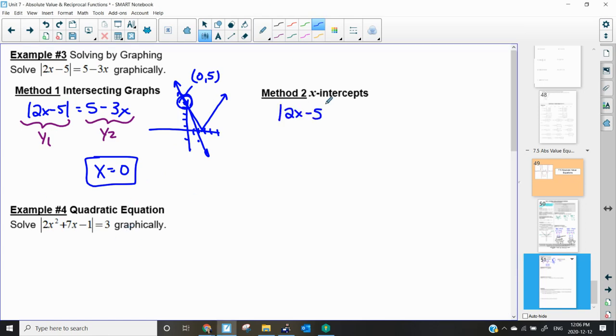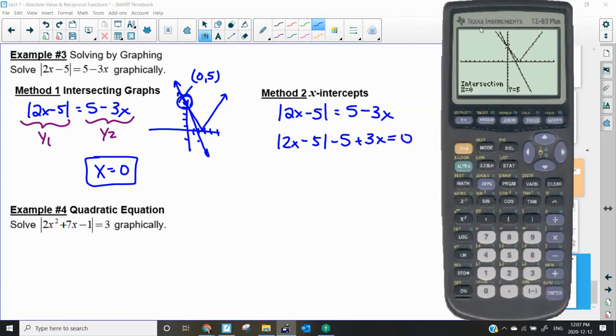Now for the second method, absolute value of 2x minus 5 is equal to 5 minus 3x. We're going to manipulate this equation and move everything to one side. So what that will give us is absolute value of 2x minus 5 minus 5 plus 3x equals 0. Now remember, when we're moving things across the equation, as we switch sides, we switch signs. So graphing this on our calculator, this will look like a graph you probably have not seen before. We've got our absolute value of 2x minus 5, that's already punched in, and then we're going to subtract 5 and add 3x.